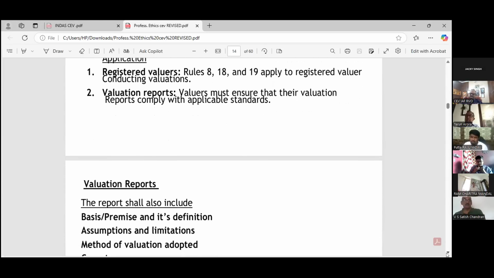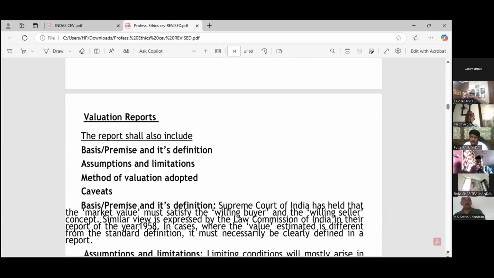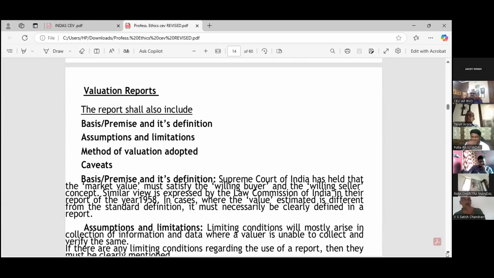Then we have a valuation report. What shall the report include? Basis, premise and its definition. In every report, you must have the basis, premise and definition. Assumptions and limitations should be there. The method of valuation adopted, whatever valuation method you have adopted, should be stated. First, the basis and premise and its definition.